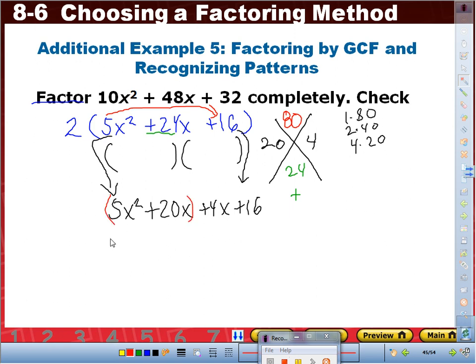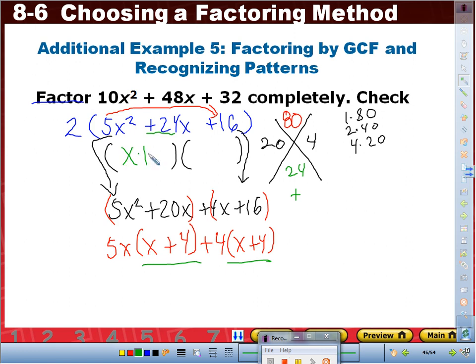So like that, when I group them, it's easier to factor. What is GCF for these two? 5x. Thank you. We're left with x plus 4. What's GCF of these two? 4. And we're left with x plus 4. So now what's GCF for these two? X plus 4. And what's left? 5x plus 4. And are we done?